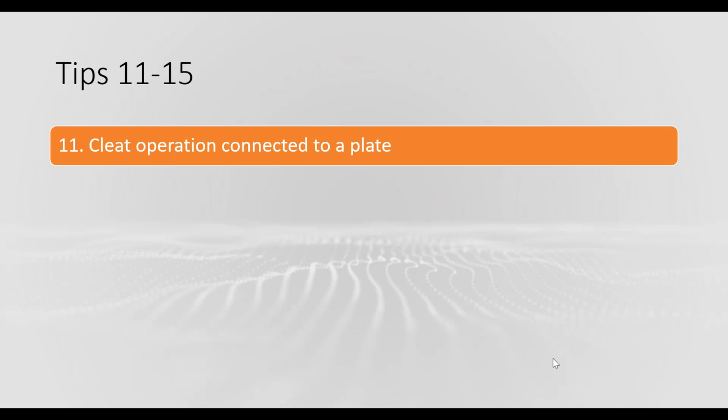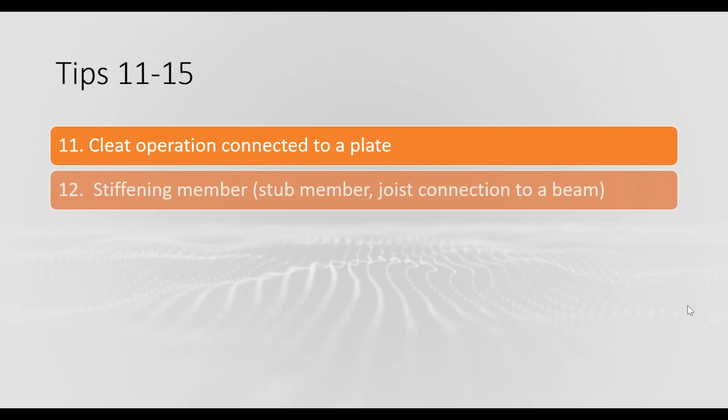Okay, let me go now to the next one. The stiffening member operation. A stiffening member operation helps you to add a member in the model to be part of the connection. One of the keys of using a stiffening member is that you cannot directly apply a load to it. All right.